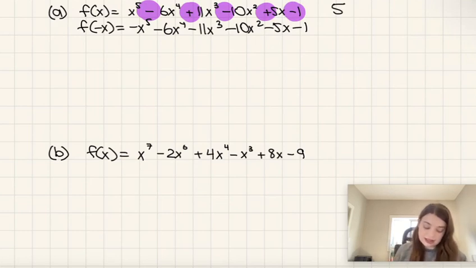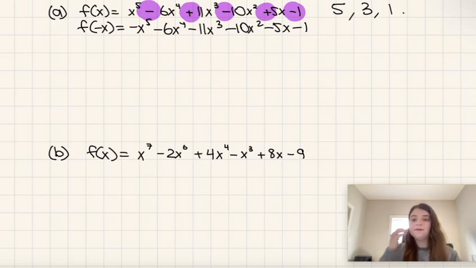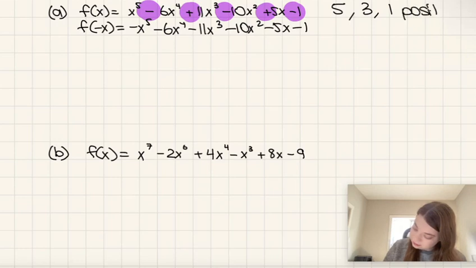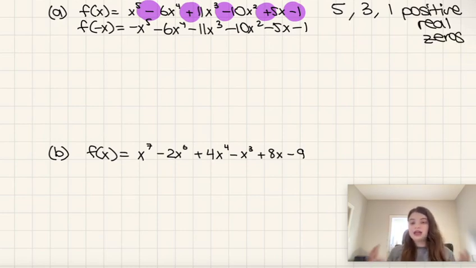And what does that tell us? That tells us that there's either 5 positive real zeros or less than 5 by an even number. So there could also be 3 possibly or 1 possibly. So those are the possible numbers of positive real zeros. So I'm going to write that down. Positive real zeros.